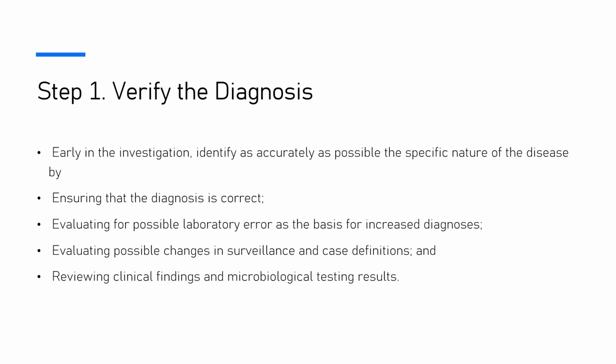In this step, you should accurately know how to identify the specific nature of the microbe. So you need to know the type and the subtype of the organism. First, you should ensure that the diagnosis is correct. You should evaluate if there are any laboratory errors that can affect the diagnosis. You should also evaluate the possible changes in the case definition or the surveillance definition, and then review the clinical findings and microbiological testing results.